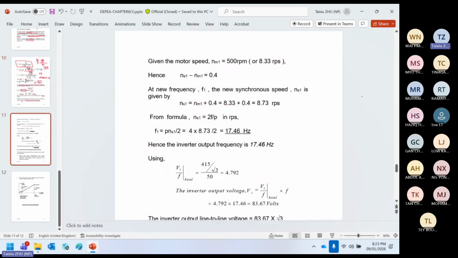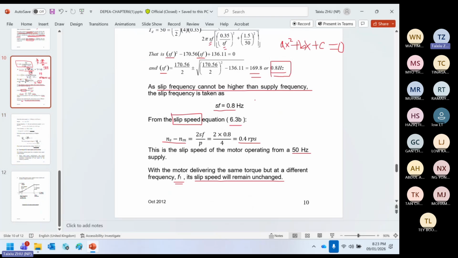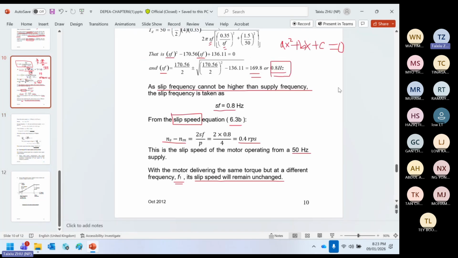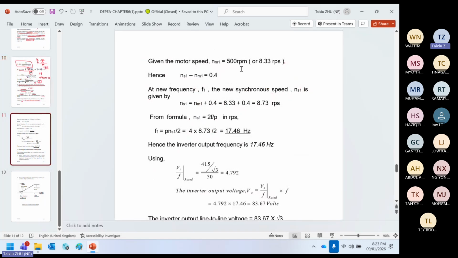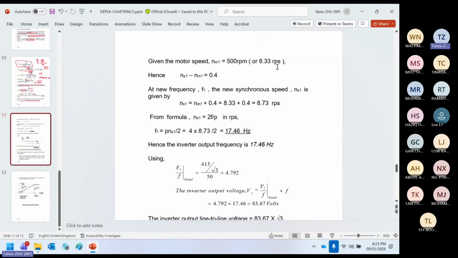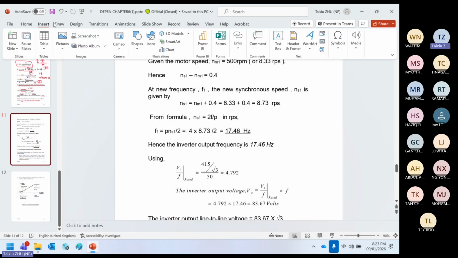Now, because of your... okay, so you have to convert this RPS to RPM now. Yeah, so this is the RPM given the motor. Okay, see here, this part is quite tricky. Given the motor speed M1, because the question says you run at this speed, then given this, you can get from here actually.